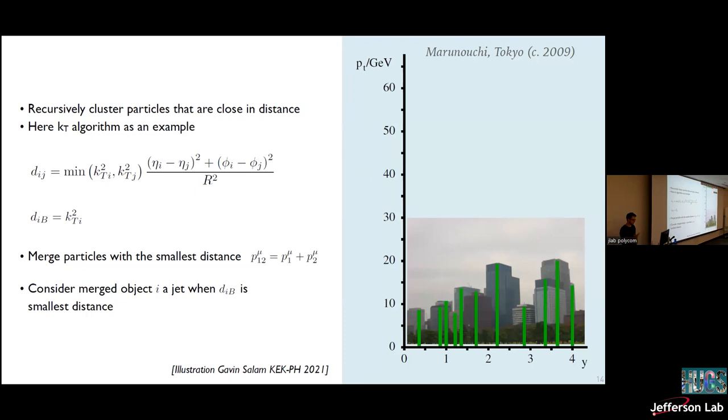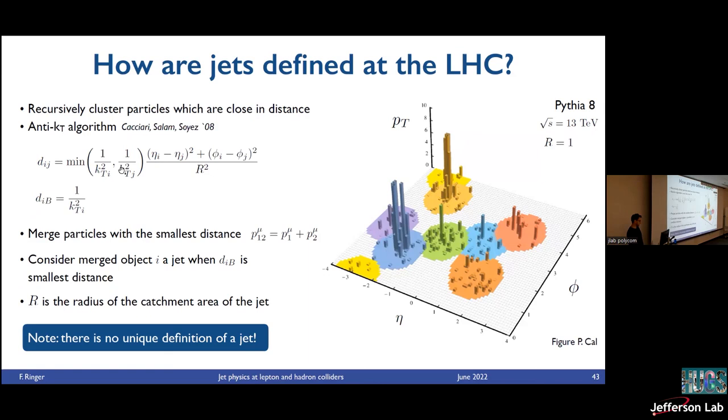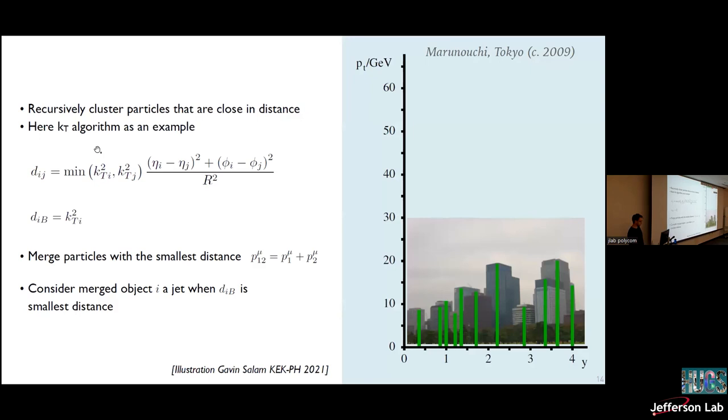So this is done for a slightly different algorithm. This is called the anti-KT algorithm, where this prefactor has 1/KT. And so what is used here is basically the inverse, so this is the minimum of KT as opposed to 1/KT. But other than that, in terms of distance, it's really the same thing.